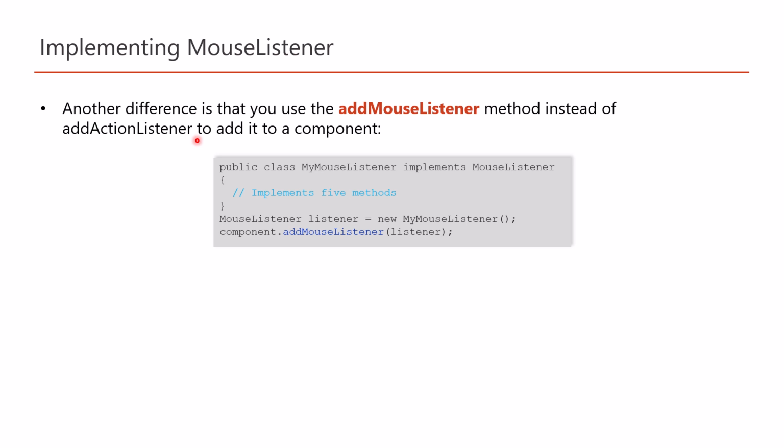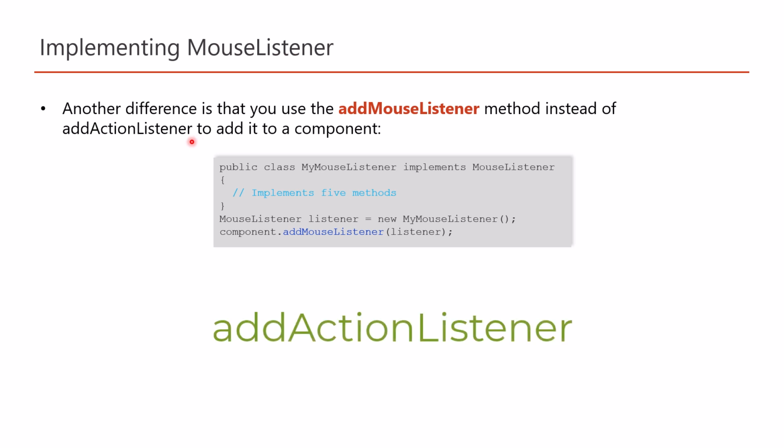When you are dealing with components like buttons, checkboxes, or menu items, you often want to listen for user actions such as clicks. For these components, you use action events. To register an action listener with such components, you typically use the addActionListener method.